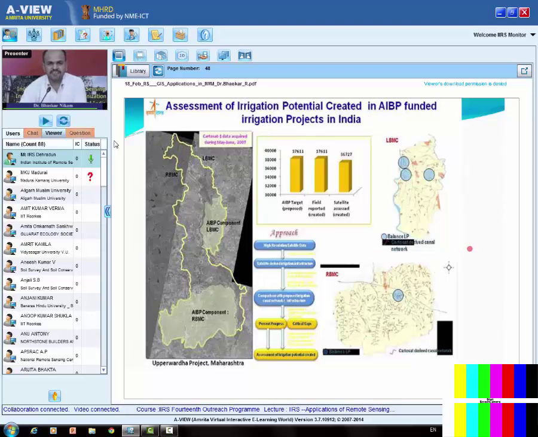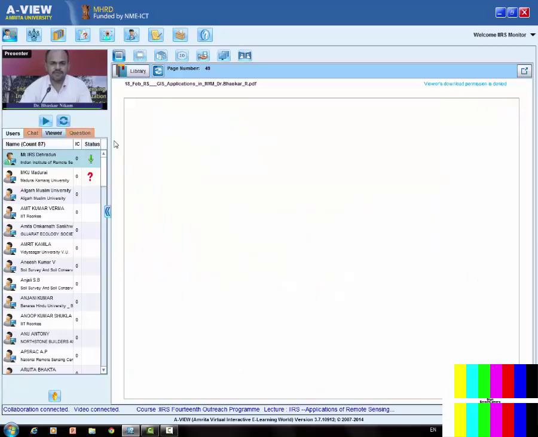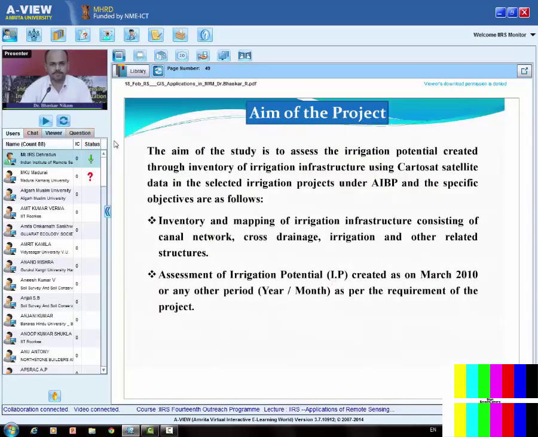Government of India has given ISRO a project called Accelerated Irrigation Benefit Program, AIBP funded irrigation project monitoring. So what we have done in phase 1, we have monitored 50 projects. In phase 2, we have monitored 50 projects. These are projects which were getting money from AIBP to fill the critical gaps to increase the irrigation potential.